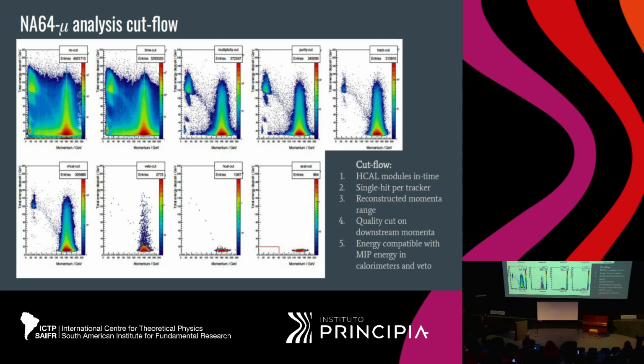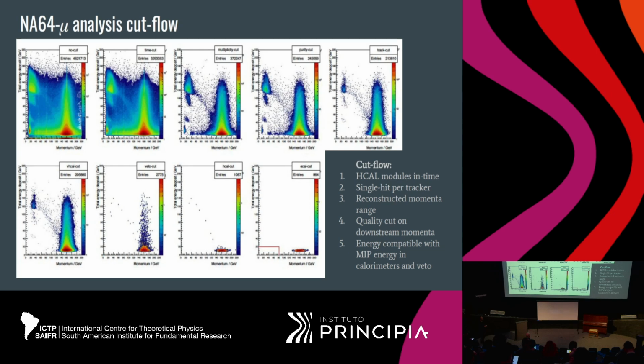There is a range for the momentum of the impinging particles. Then there is a quality cut on the downstream momentum, and then you want the energy in the ECAL and the HCALs to be compatible with a MIP, that is to say a muon. And these are the different steps of the analysis. You can see that the spectrum of this hermeticity plot cleans up at every step, and at the end you are left with clean events, that is to say events where the muon crossed your system. You measure the momentum before, momentum after, and you have no loss of energy.